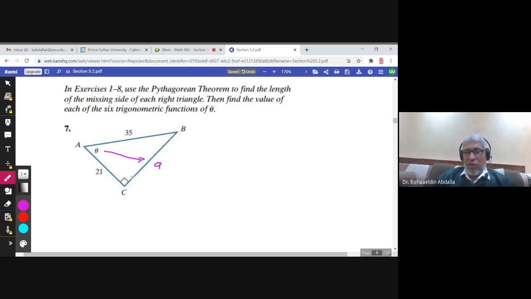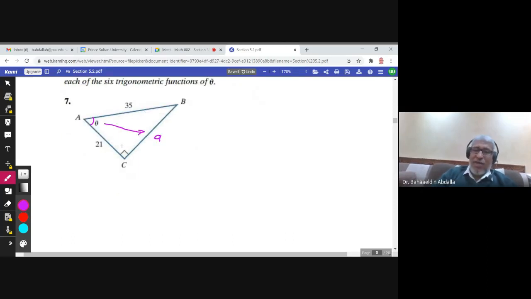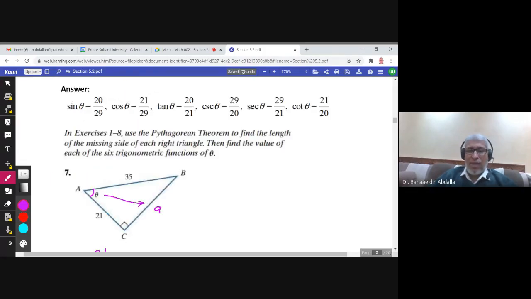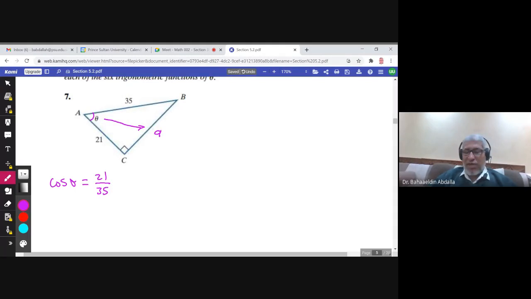Well, what do we have? This is the angle theta. The opposite side is not known. This is the adjacent side, which is 21. And the side opposite to C, which is the right angle, is the hypotenuse. If you know the adjacent and the hypotenuse, what can you find? I can find cosine theta, because cosine is the adjacent over the hypotenuse. If you find cosine, immediately you can find the reciprocal, which is secant theta.